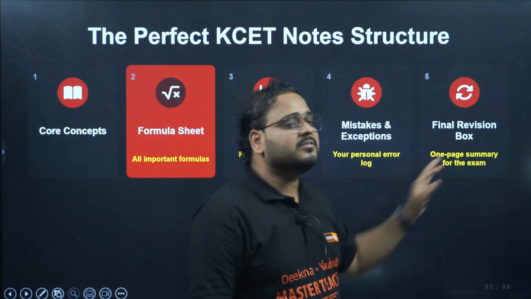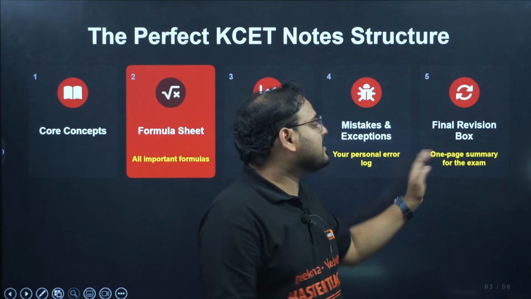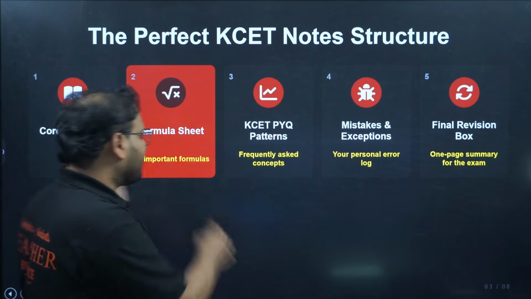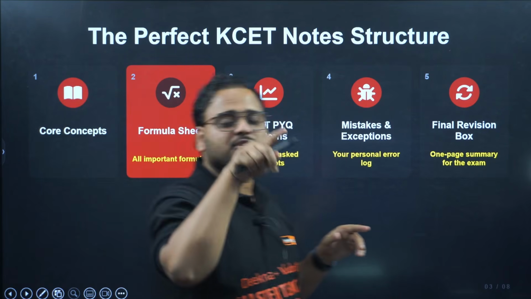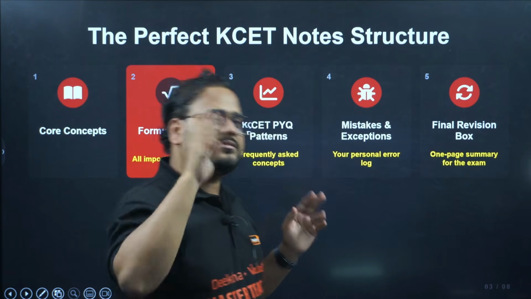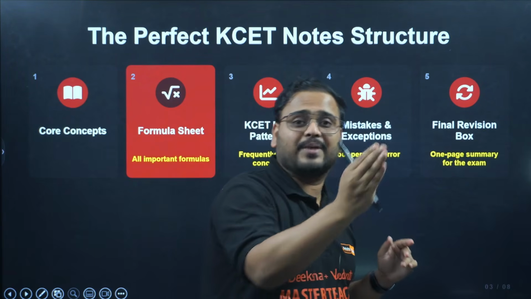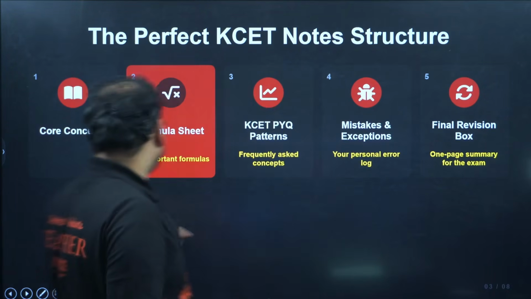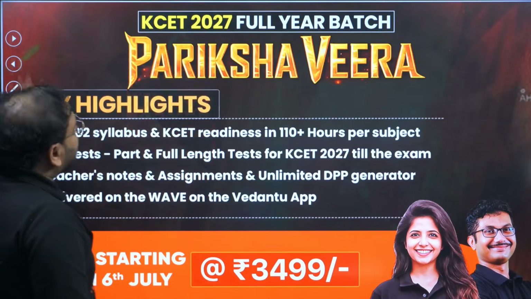And the final revision box means a one-page summary for the exam. We'll refine it at the end into one page. Once the chapter is over, this is what I have to revise and my summary is done, because the night before the examination you cannot revise every single page, but that one page you can revise. This is my perfect thing.